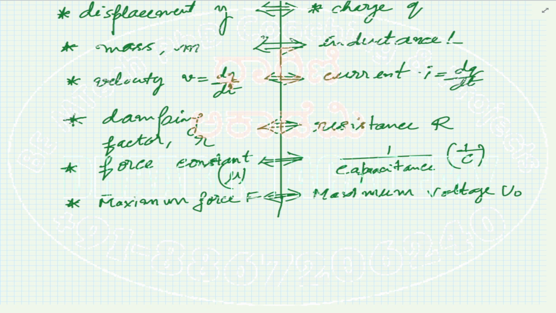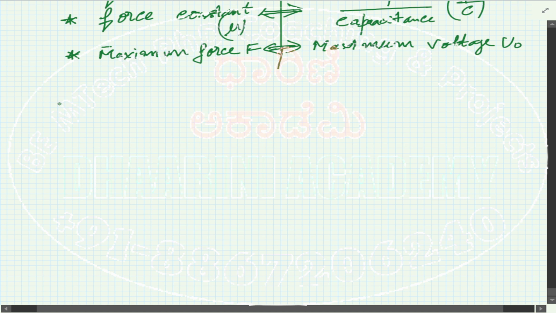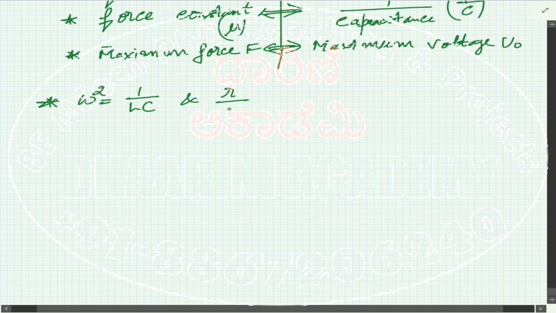So since we know the equivalence of the mechanical terms with the electrical terms, now we can go ahead and calculate the relations between omega and V, etc. So now let's apply whatever we know and proceed with the derivation. We know that omega square is equal to 1 by LC, and we have already used the property that r by m, that is capital R divided by L, is equal to 2b.